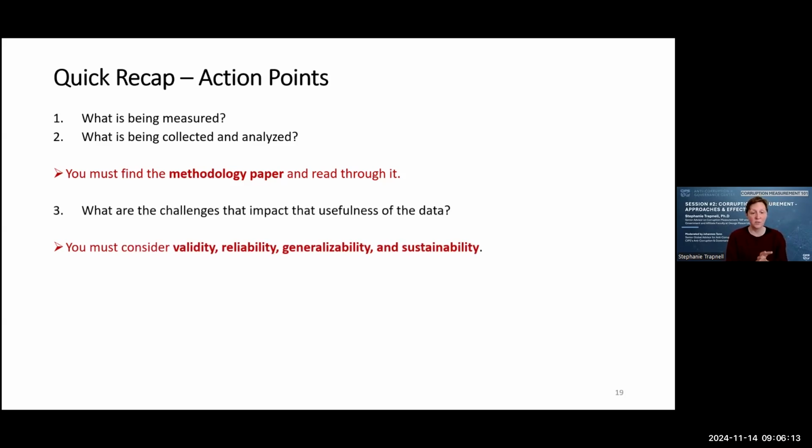Number 3, what are the challenges that impact the usefulness of the data? Well, you must consider those boxes that I put up on the screen: validity, reliability, generalizability, and sustainability. Really important. And also time series, I should have put that up there. So you consider those things when you look at how the data has been constructed.